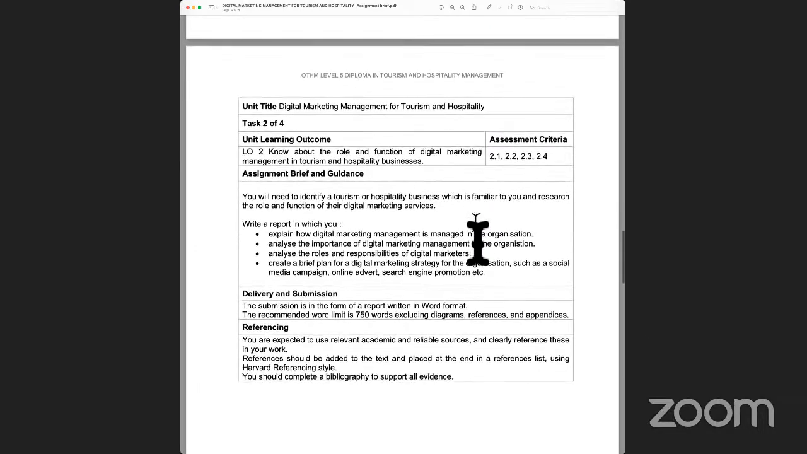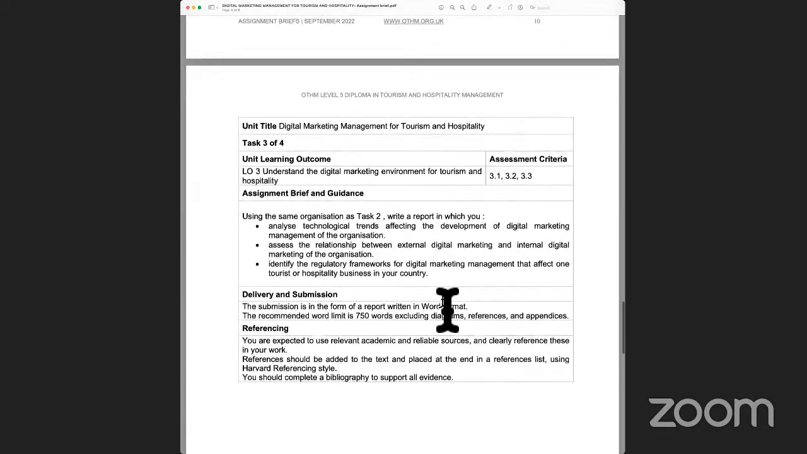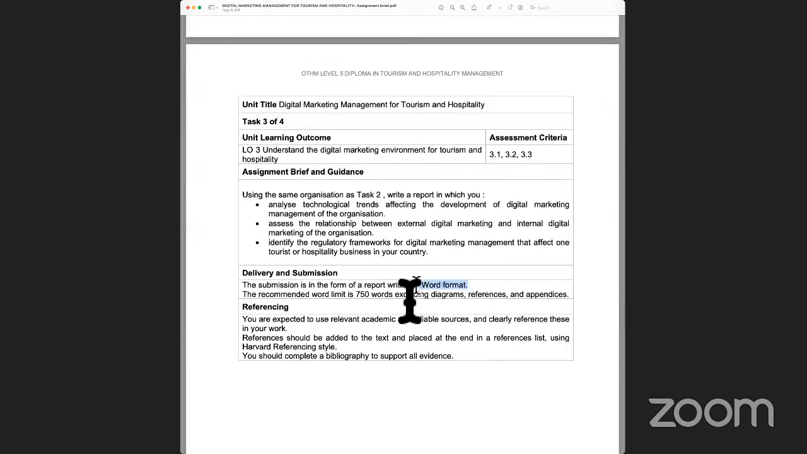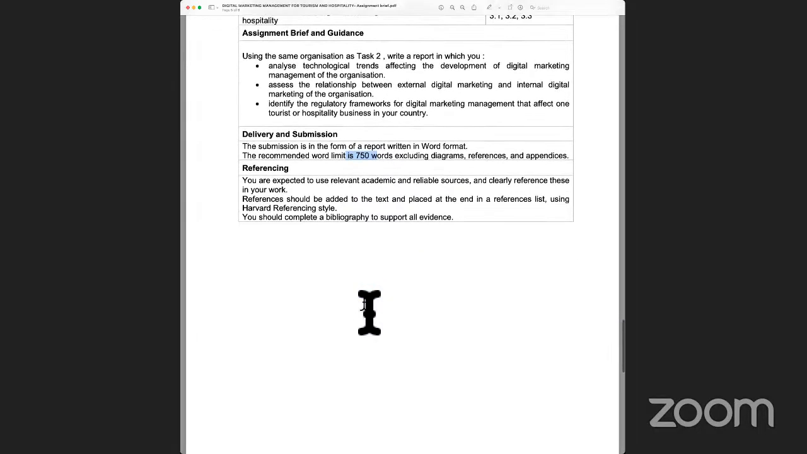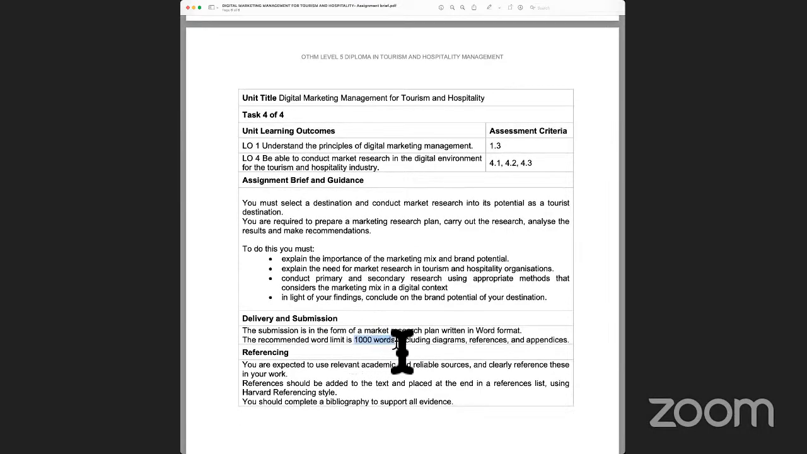Task 2 is going to be again a Word document, and that's about 750 words. So here between task 1 and 2, you're looking at 1250 words. If I go to task 3, again a Word format, and it's about 750 words. So this makes it 1500 plus 500, 2000 words. And then when we go to task 4, this is going to ask you to write about 1000 words, and again in a Word format.